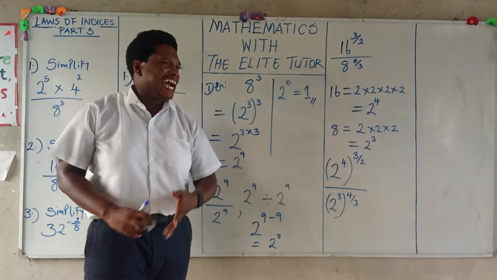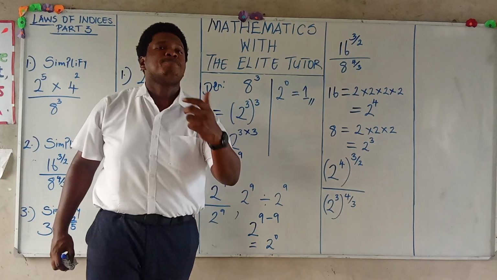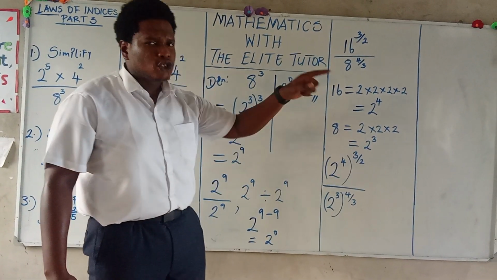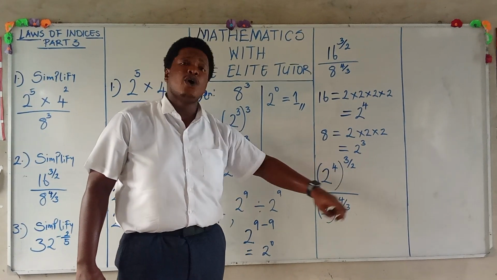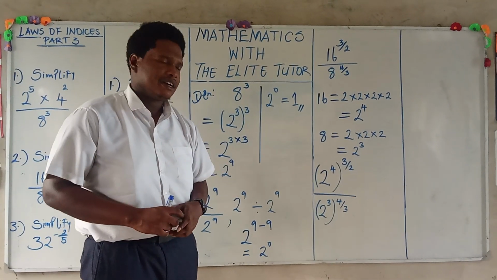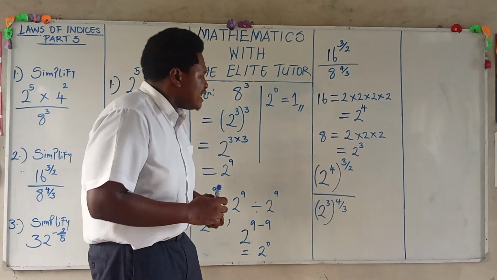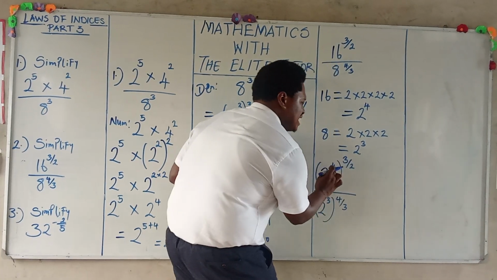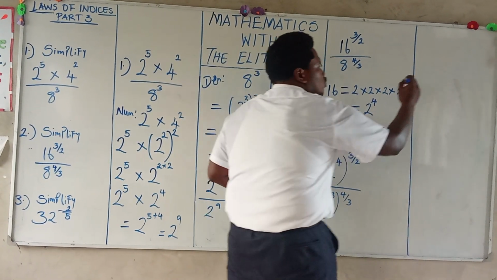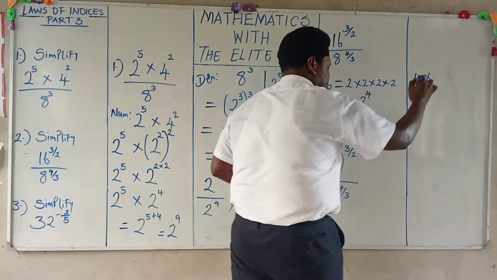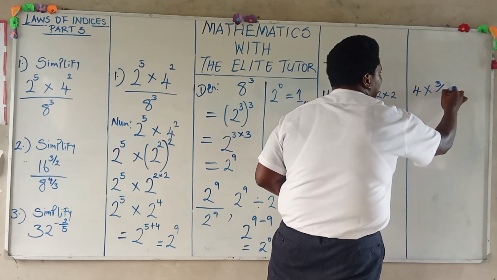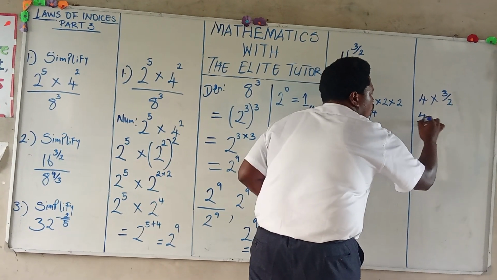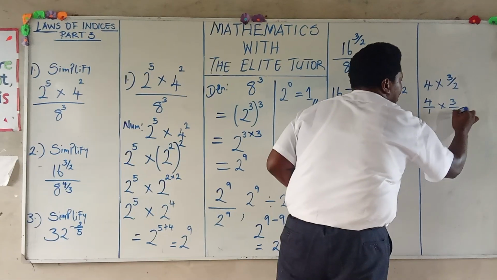Now, at this point, we can introduce the power of power law. When the power here, which is 4, is raised to another power, which is 3 over 2, what do we do? We multiply both powers. Now, let's multiply. Please follow closely. Let's do some rough work here. The power here is 4 times 3 over 2, which is same thing as 4 over 1 times 3 over 2.